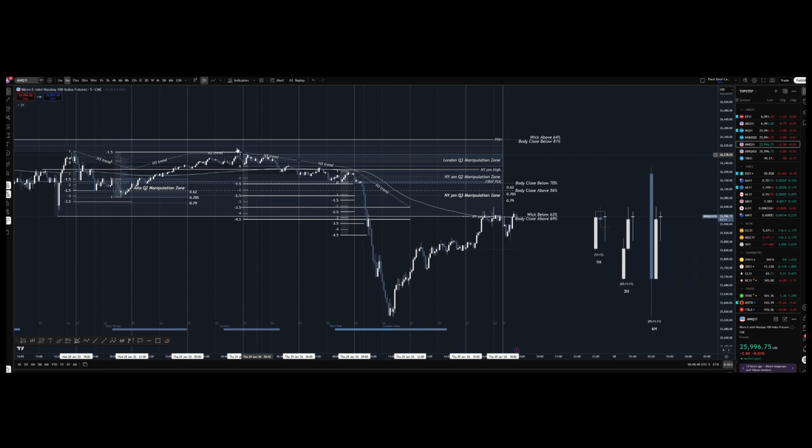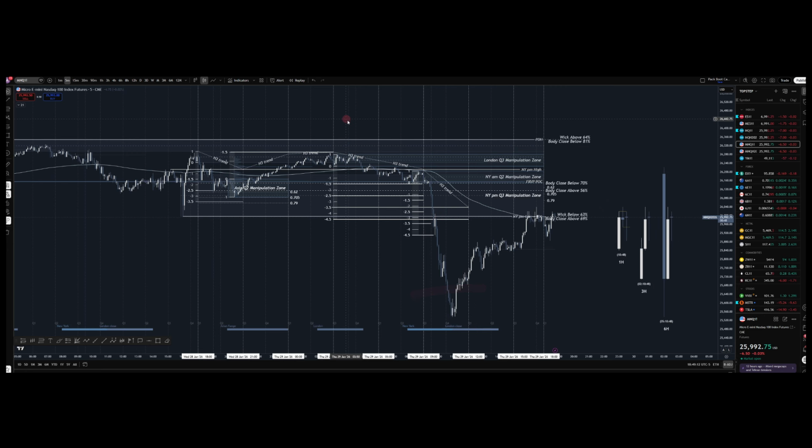Look at this. This was that manipulation that we had in London. So Q3 manipulation in London. SD 4.5, tag that. It didn't even get a 930 bounce to create another clean zone. Just hammered down to that 1 hour zone. Brutal.